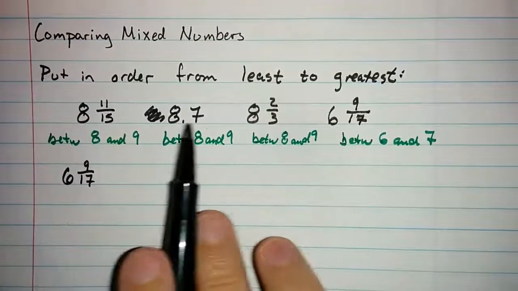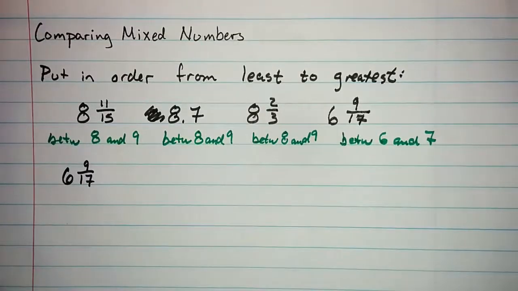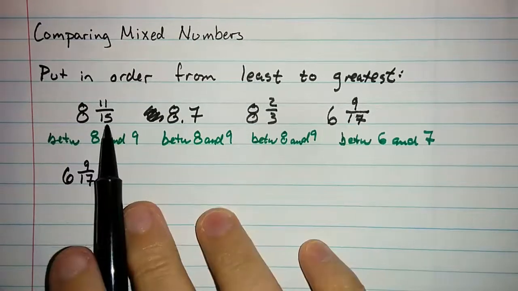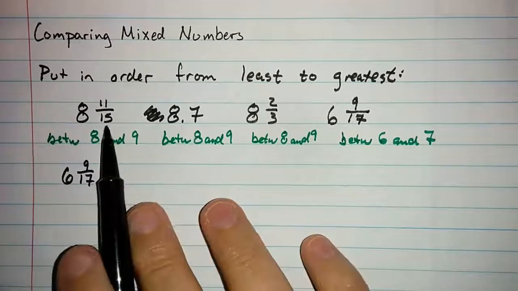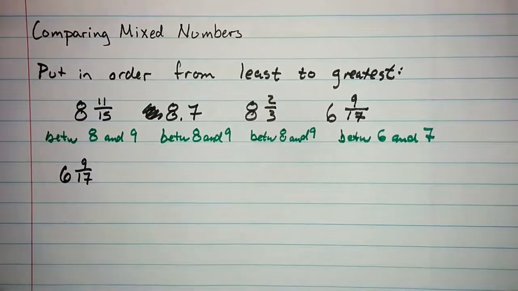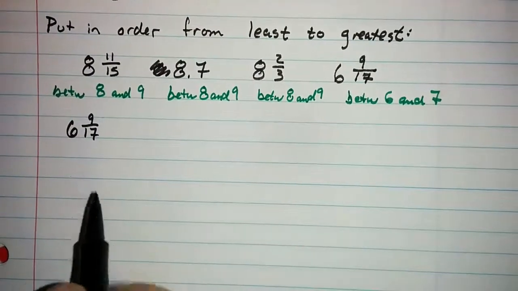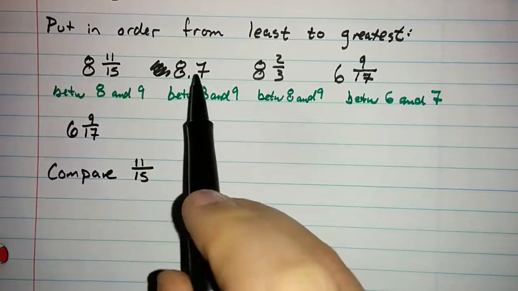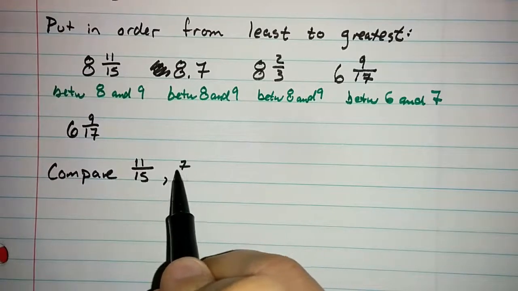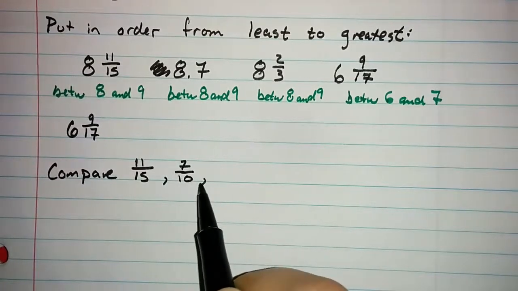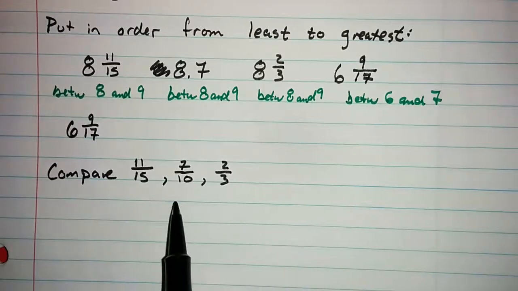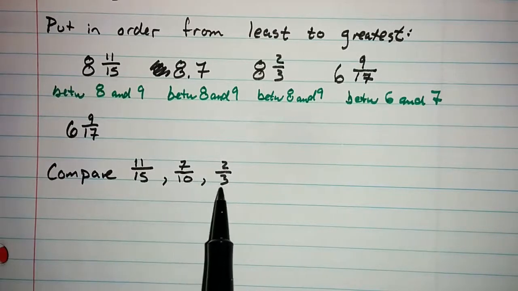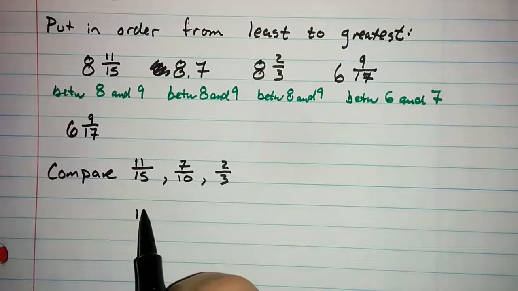How about these three? They're all between 8 and 9. We want to know where between 8 and 9 they're going to be. So we need to compare the fraction parts and decide which one's biggest. We need to compare 11/15, 0.7 is 7/10, and 2/3. To do that, we're going to need the least common multiple of these three numbers.